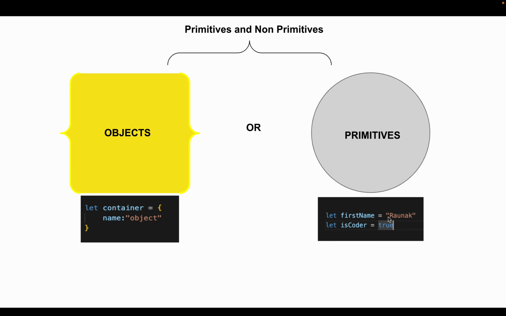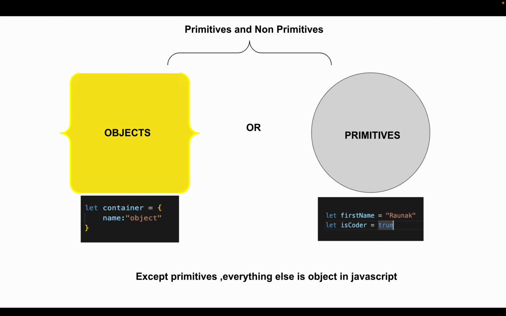The values which are assigned directly to a variable are known as primitive values. And the values which are inside of any object are known as non-primitive values, or we can say objects. So short and simple, the values which are not inside any object are primitive values, and the rest everything in JavaScript is an object. Okay, so objects we'll be discussing in the upcoming lectures.